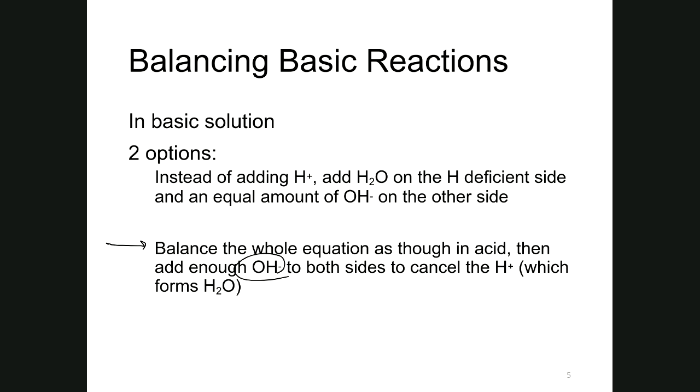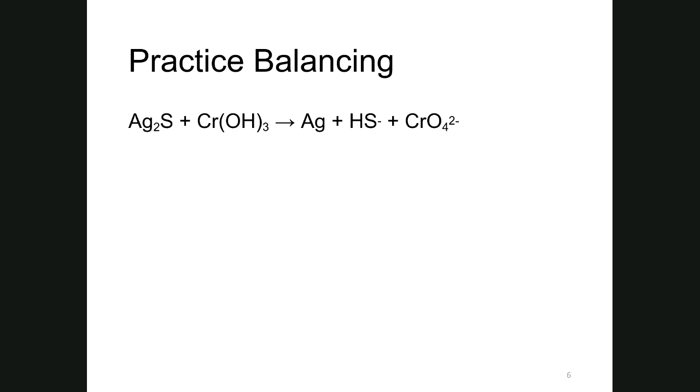That's the way that I'm going to teach, because we already looked at how to balance in an acid, so we might as well just keep doing that same pattern and just throw one more step on there. So that's what we're going to do for our basic solutions. We're going to balance like it's in acid, and then we're going to cancel out the protons by adding hydroxides. When the protons and the hydroxides come together, they form water. So let's take a look at this problem where we have some silver sulfide and chromium 3 hydroxide reacting together.